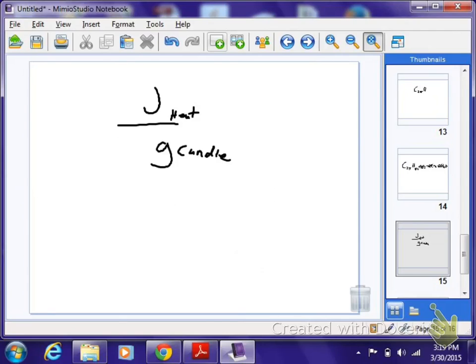So again, this would be number 5. You take the joules divided by grams, and you should get a number that's in the 20,000 range, maybe, or high teens. I don't know. You guys have to make that decision, what you came up with. High teens, low 20s, 20,000 range.